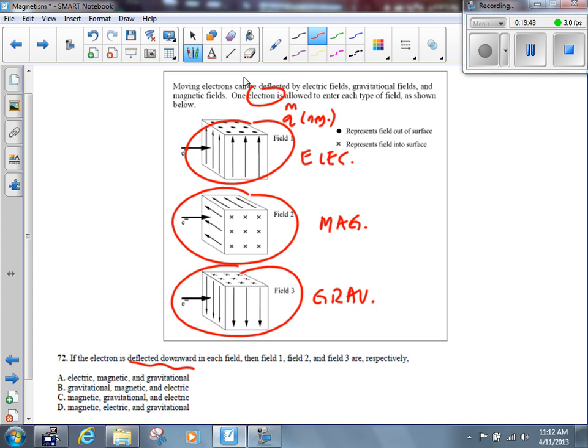It's going to be electric, magnetic, and gravitational, A. How many people got A for that question? Okay, good. It's a tough question.